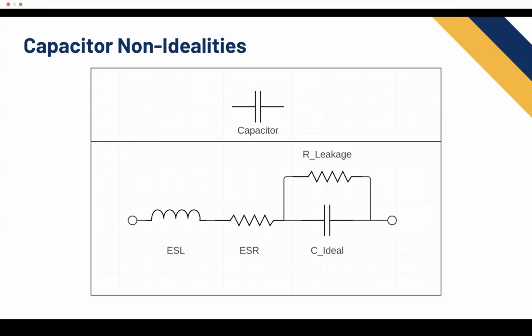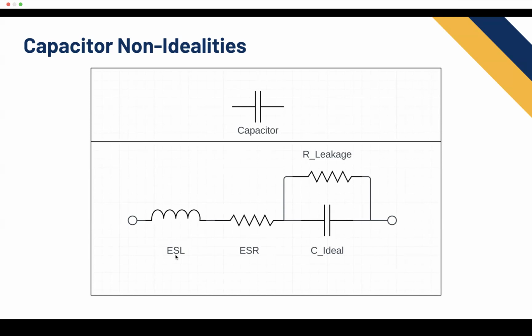There'll also be some R leakage. If you hold a constant voltage on a capacitor, some current will leak through. It's not going to perfectly hold that voltage. But in the center, you do have this ideal capacitance, and that's the actual farad rating that they give you in the data sheet.